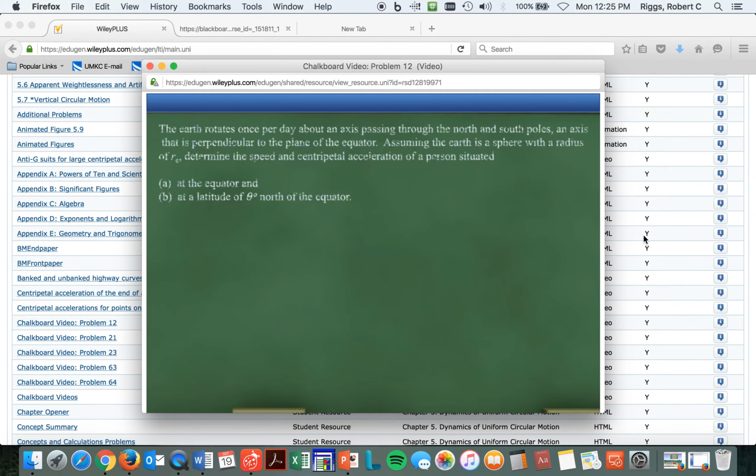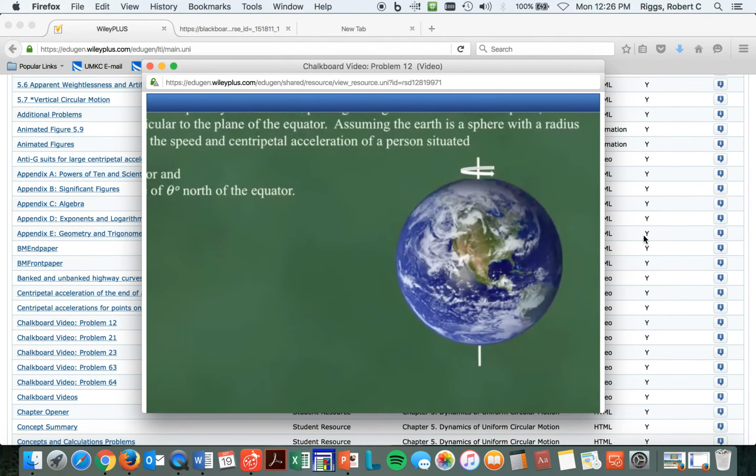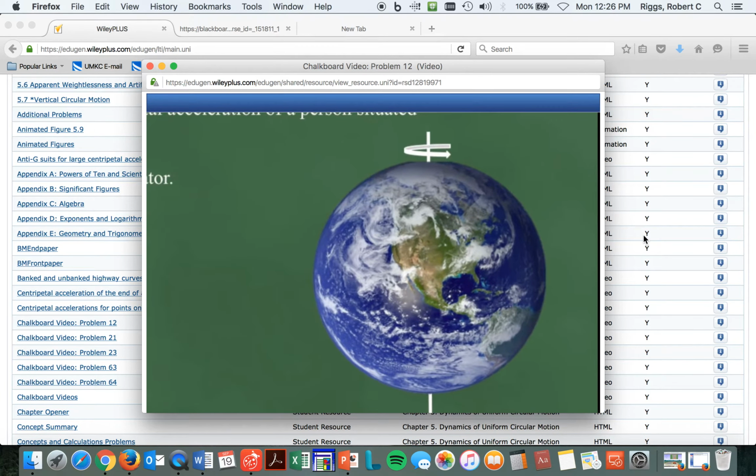In this problem, we wish to calculate the speed and centripetal acceleration of a person standing on the equator and compare that to a person standing at theta degrees north latitude. Let's draw a figure to help us visualize the problem. We will assume that the Earth is a perfect sphere and that it rotates once per day around an axis that passes through its north and south poles.